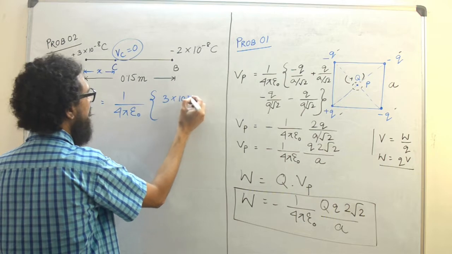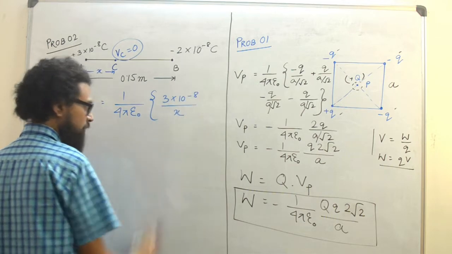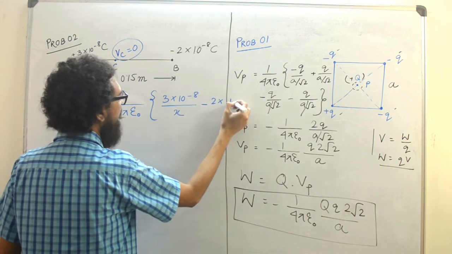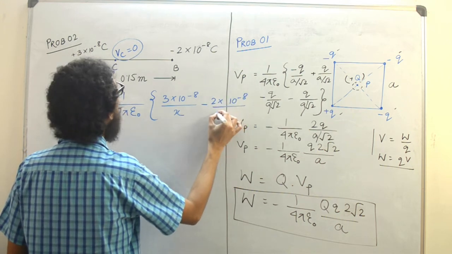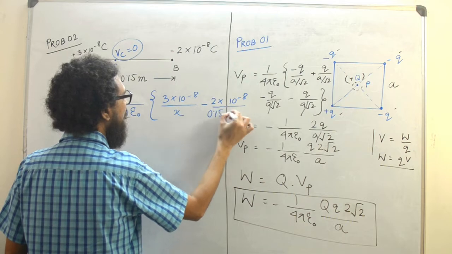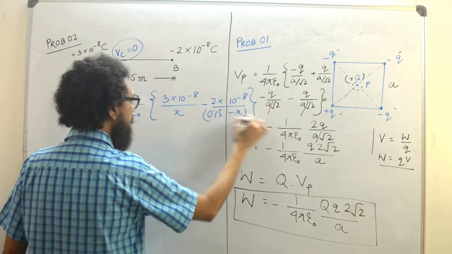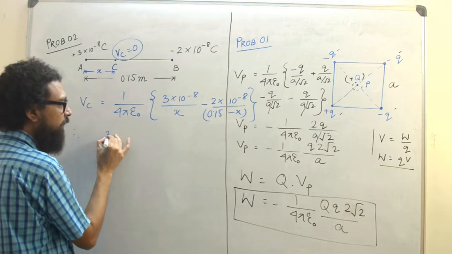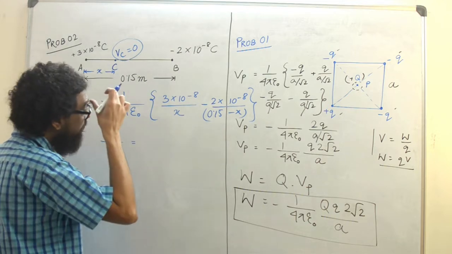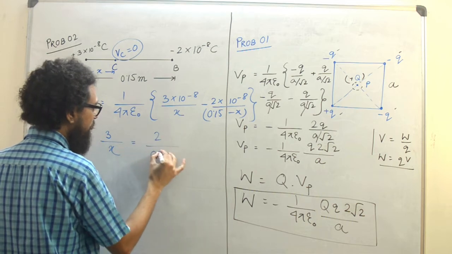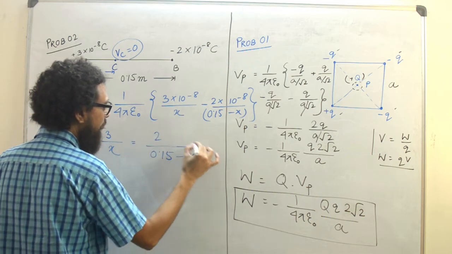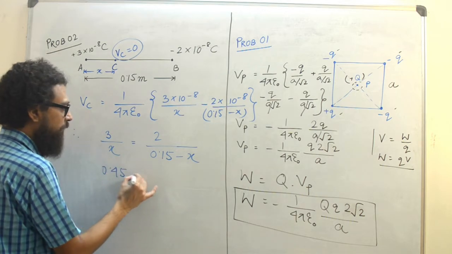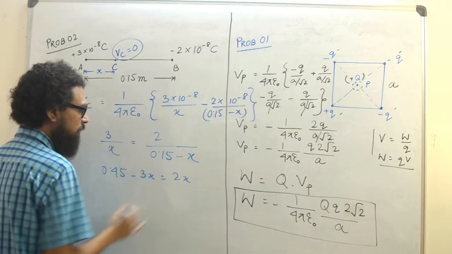3 into 10 to the power minus 8 by x, q by r, and then minus 2 into 10 to the power minus 8 by 0.15 minus x. So this is the thing. And we know that Vc is equal to 0, these will get cancelled. So what I am getting, 3 by x is equal to 2 by 0.15 minus x. So this is the fact. Great. So 0.45 minus 3x equals 2x.